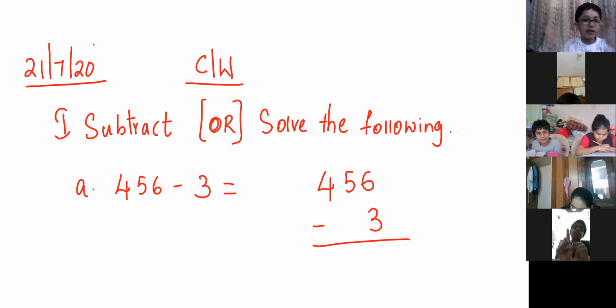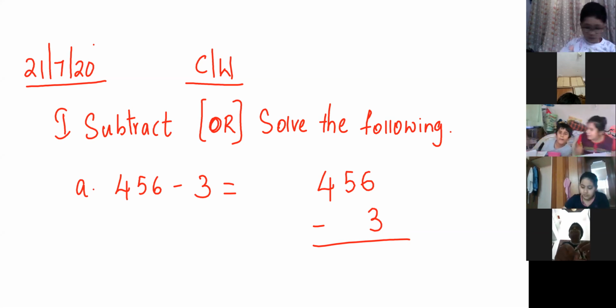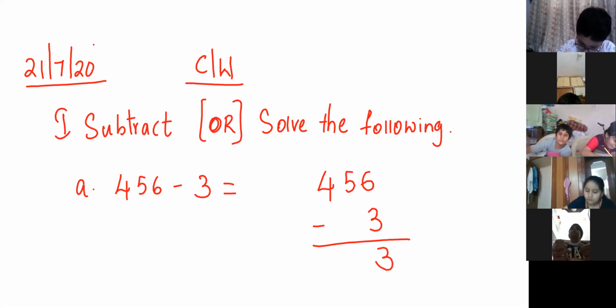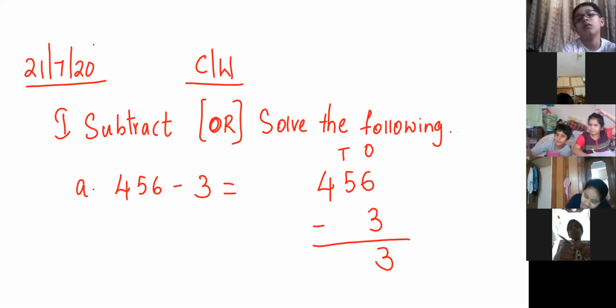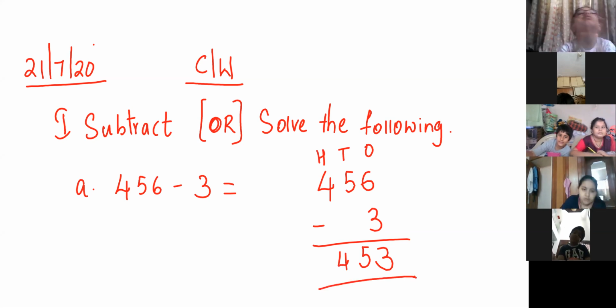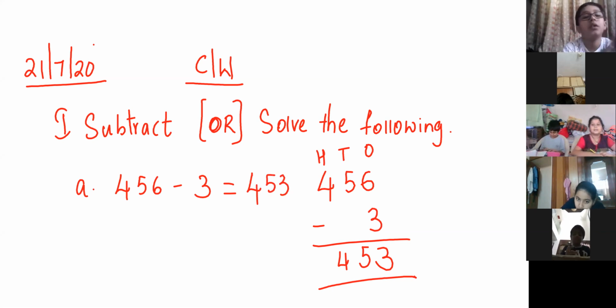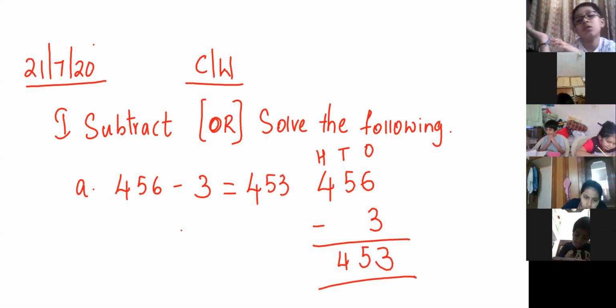6 minus 3 is how much? 6 minus 3 is 3. Yesterday I told you how to do the forward counting, right? Remember that and follow that. Here 6 minus 3 is 3, which is in the ones place. Start from the ones place onwards always. Next, in the tens place, you find only 5, right? No other number. Write down 5. Next, in the hundreds place, again only 4 you can find. So what is the answer here? 453. This simplification should be done here, children.